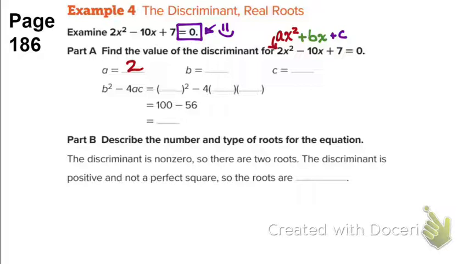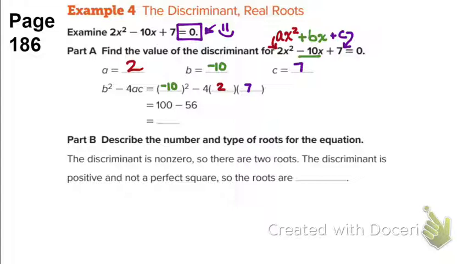The b value for this quadratic, be careful, I have to grab that sign with it. It's going to be negative 10. And c, right here on the end, is going to be 7. So we're going to take those values and substitute them in. So I have negative 10 squared, because remember it's b squared, minus 4 times a is 2, times c, and c is 7.